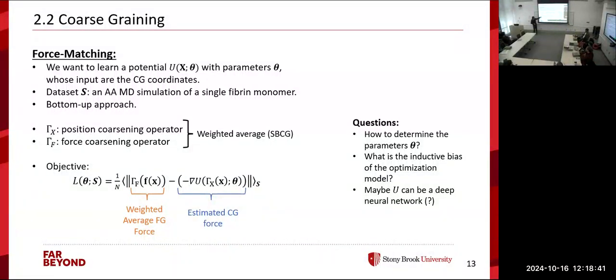So if we focus a little bit on the formula here, we have the weighted average of the forces in the all-atom resolution. And here we have the negative gradient of the potential, so the forces that are computed at the new CG resolution. And the point is that we want to match these forces. Okay, some questions that can arise is, how are we going to determine these parameters?